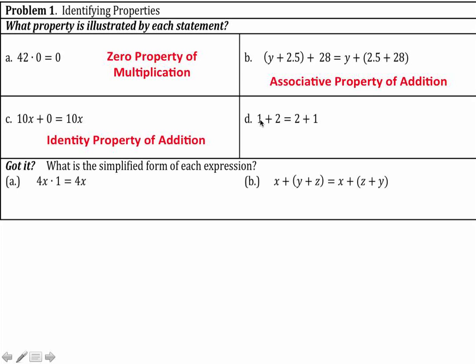And here, 1 plus 2, well, that's the same as 2 plus 1. So we flipped around the order of these things. Remember, the order deals with the commutative property. So this would be the commutative property of addition.